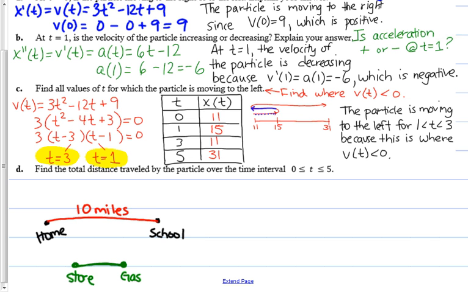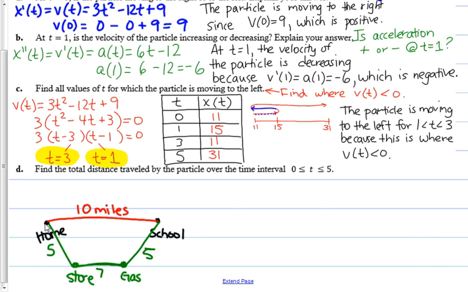So this is my alternate route. And let's say that this is 5, and then this is 7, and then this is 5. Well, the total distance traveled certainly changed from the first scenario to the second scenario. In the first scenario, when I just went from home to school, distance traveled was 10 miles.